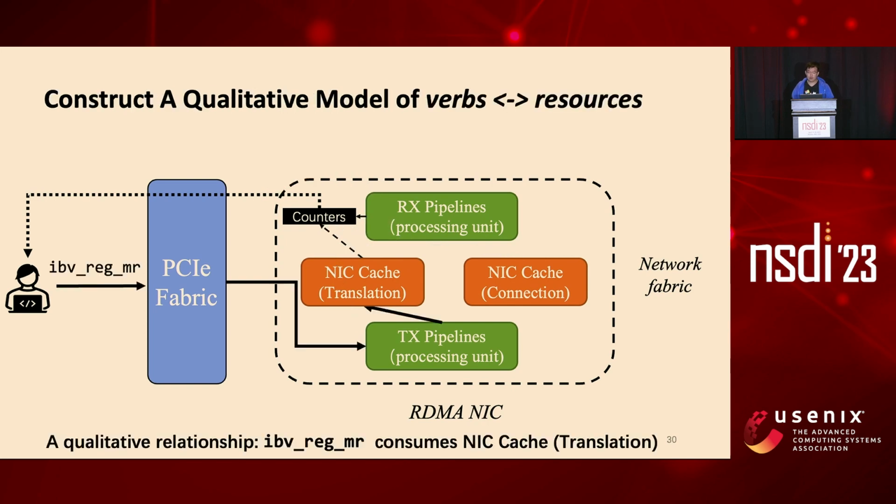For example, we can keep calling an API called ibv_reg_mr to register memory regions. This API will translate the virtual address to a physical address and update this address mapping to the NIC. We monitor all counter values when calling this API, and we observe that the counter of some specific type of NIC cache will increase. And now we know that this kind of verb is consuming this type of cache. And this qualitative relationship is actually what we need.